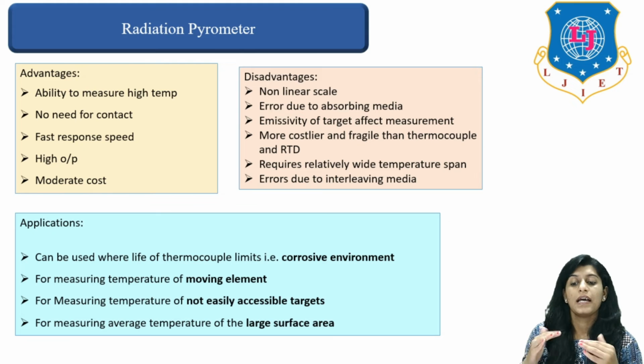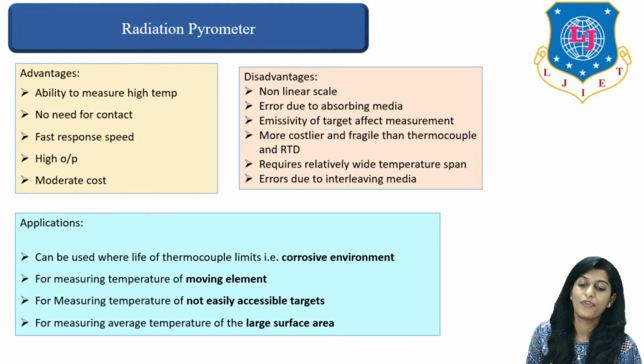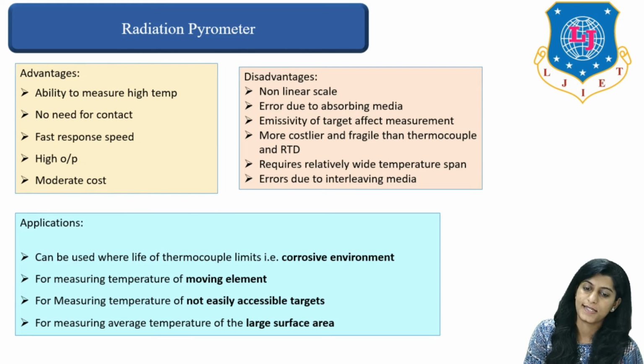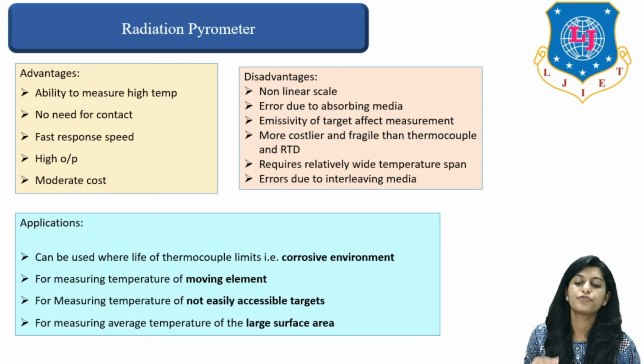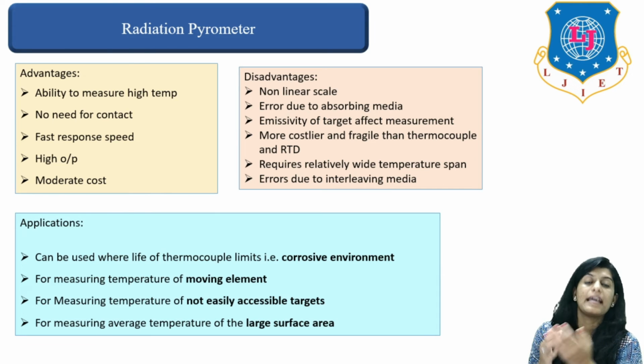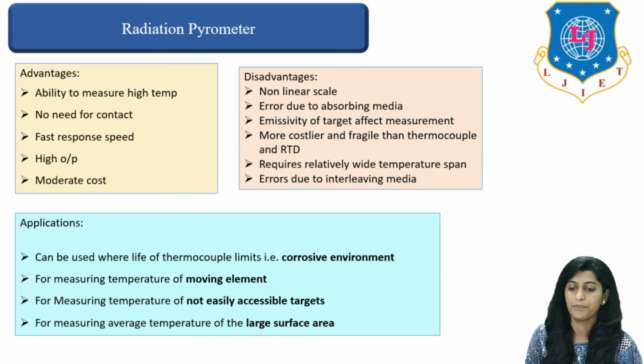Second is measuring the temperature of moving elements. We use this for measuring the temperature of hot moving objects. Then we also use it for measuring the temperature of not easily accessible targets. If there is equipment which is out of our reach, or a place where it is quite difficult or risky to reach and detect the temperature, in all such cases we use a radiation pyrometer.